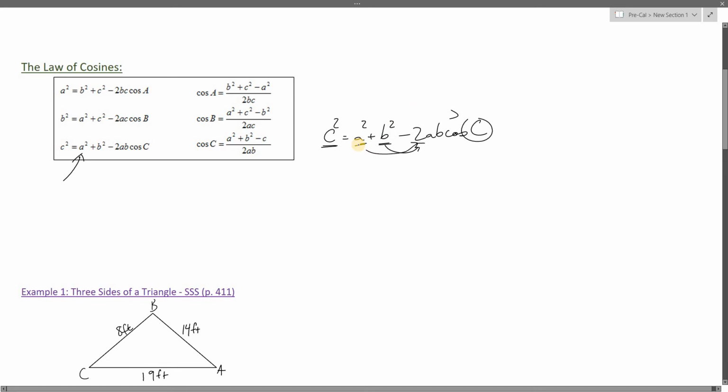Okay? So let me try to show you the pattern with a new one. If we're solving for a squared, then we're going to use the other two. So it would be b squared plus c squared minus 2 times these two values, b and c, and the cosine of whatever I'm solving for, A in this case. And then the last one is b squared. B squared is equal to the other two, so a squared plus c squared minus 2ac, those two there, and the cosine of B. So it's pattern recognition.